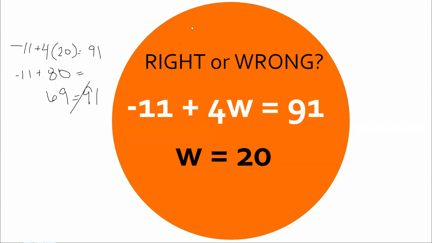Hopefully you got that this one was wrong too. When we substitute 20 into W, we get 80. Negative 11 plus 80. Since they're two different signs, that means that it's going down. We're subtracting those two. So 80 minus 11 is going to be 69. 69 does not equal 91. And so that means that this is a wrong answer.